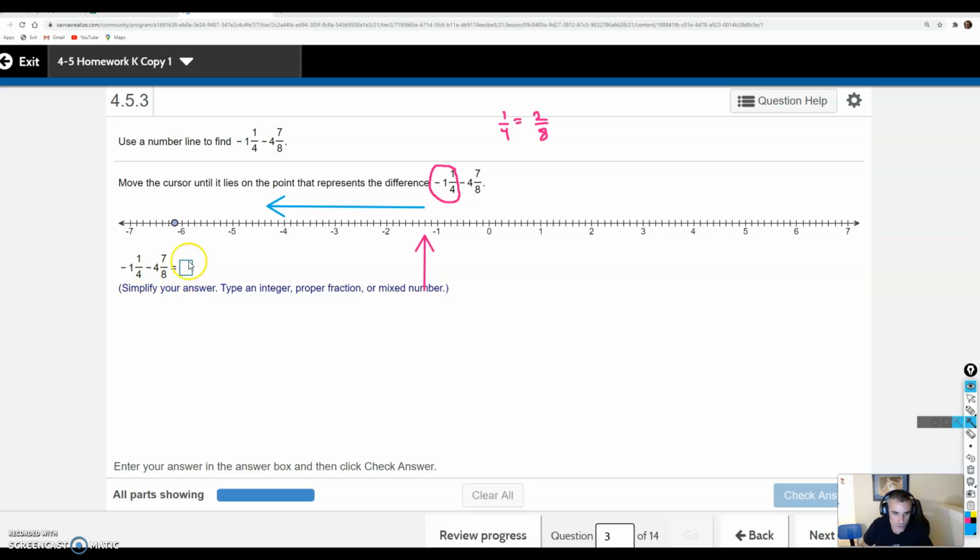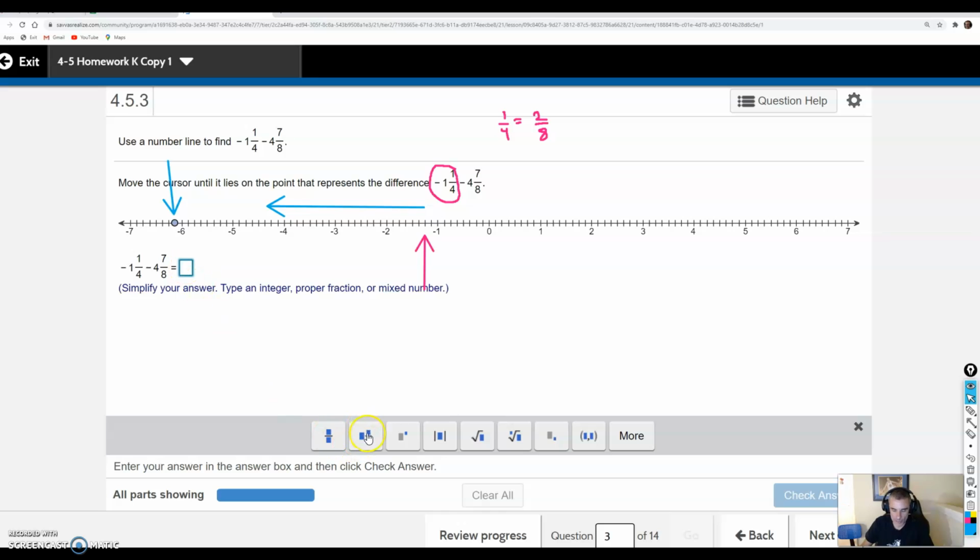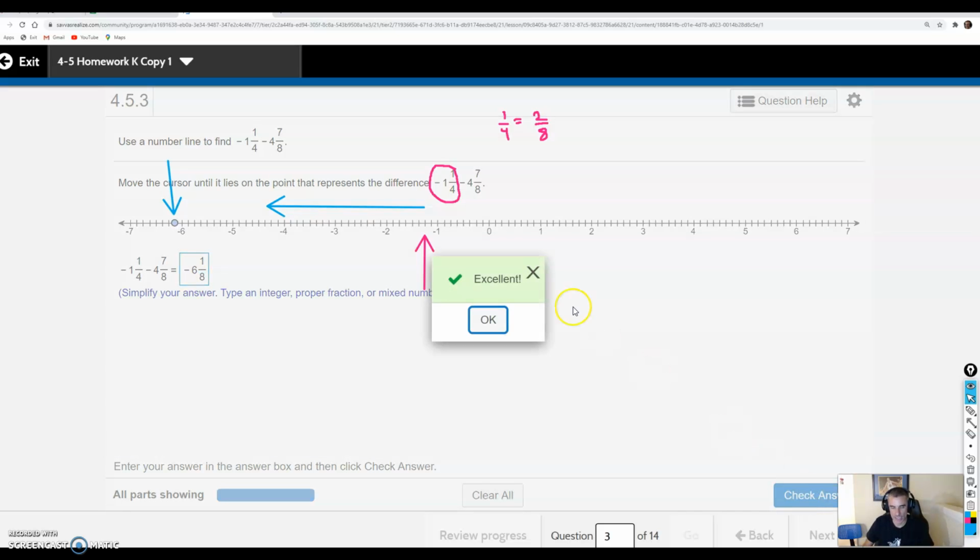And now it says, so what is the result of this? Well, I just got to figure out what number that is. We know it's going to have a -6. So I'm going to click in my box, bring up the mixed number, and put -6. And I have one more eighth, so that would be 1/8. Let's see if I got it. Excellent. Okay, you may have to watch that one more than once, or you can go ahead and ask me in class.